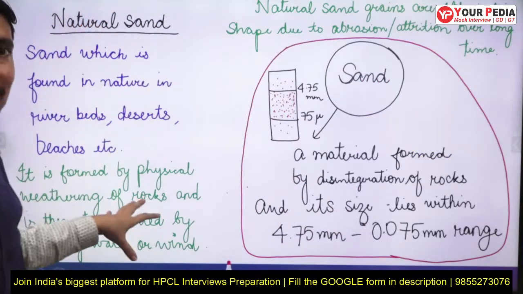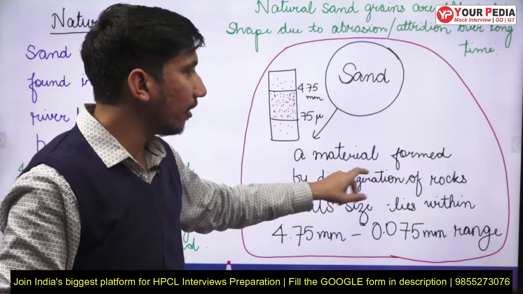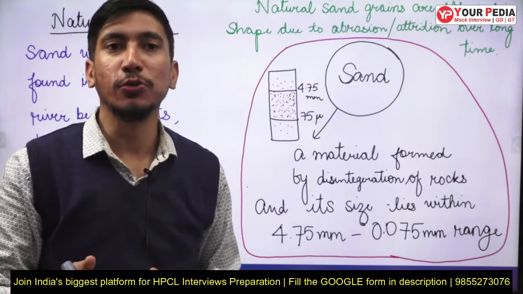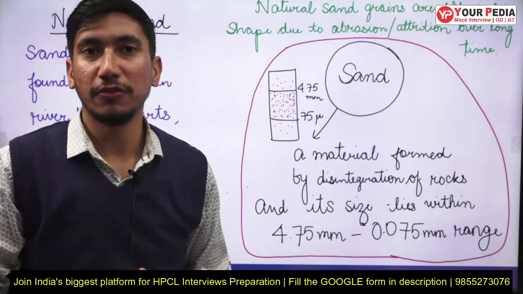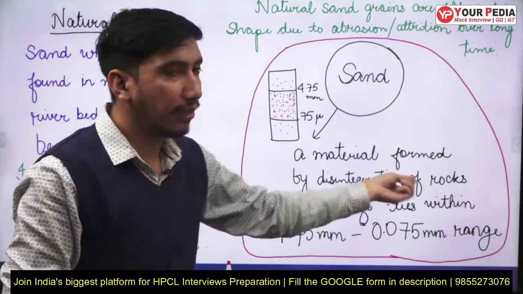Before telling you what natural sand is, let me tell you what sand is. Sand is a material which is formed by the disintegration of rocks. Sand is a kind of soil only, and soil is formed by the weathering of rocks. In the same manner, sand is a material that is formed by the disintegration of rocks.